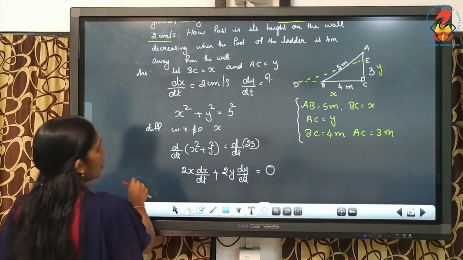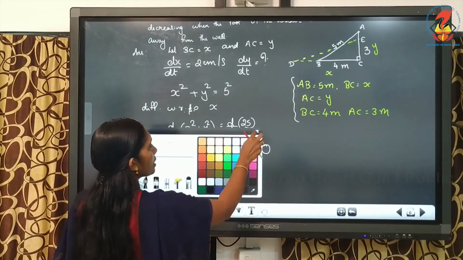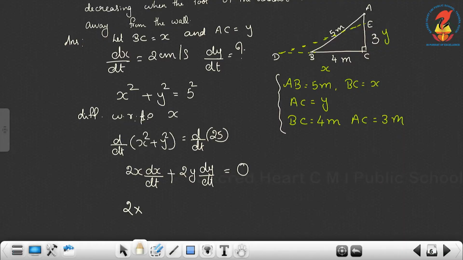Now you can substitute, dx by dt is given in the question and x and y are known. What is the value of x? x is 4, dx by dt is 2, plus 2 into y, y is 3, into dy by dt.